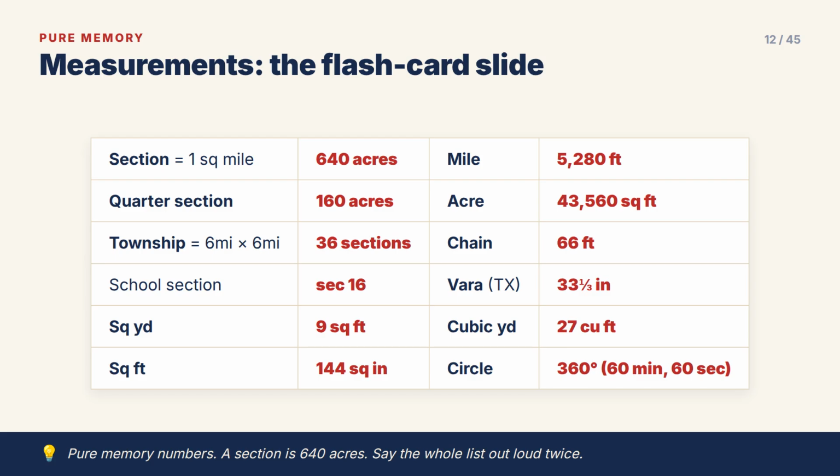A square yard, 9 square feet. A cubic yard, 27 cubic feet. A square foot, 144 square inches. And a circle, 360 degrees, each degree 60 minutes, each minute 60 seconds.